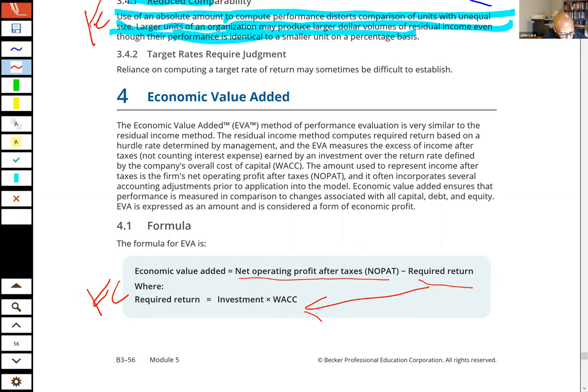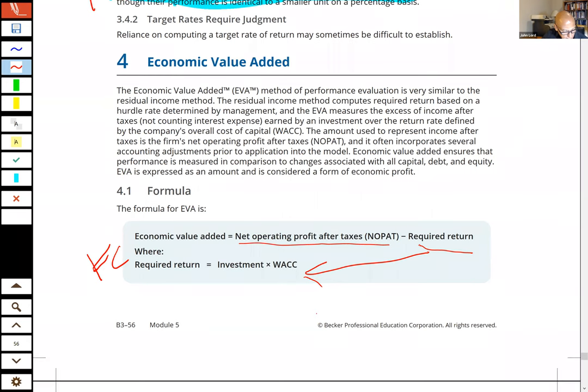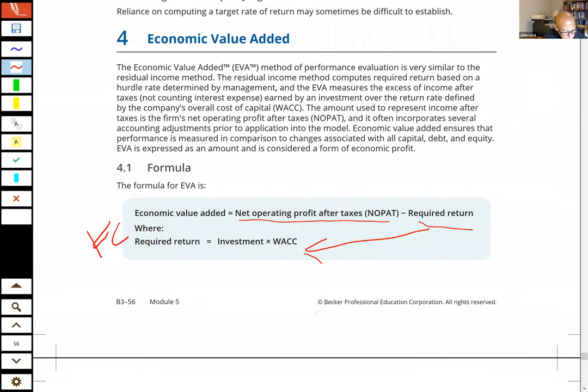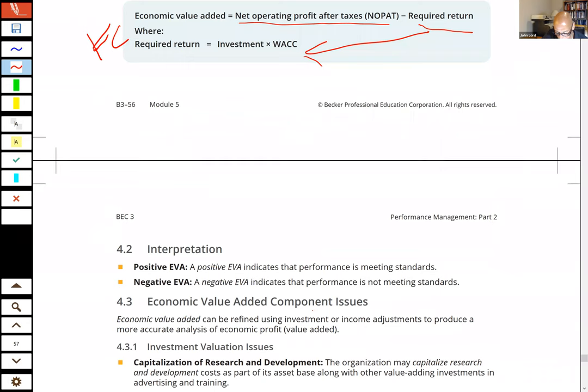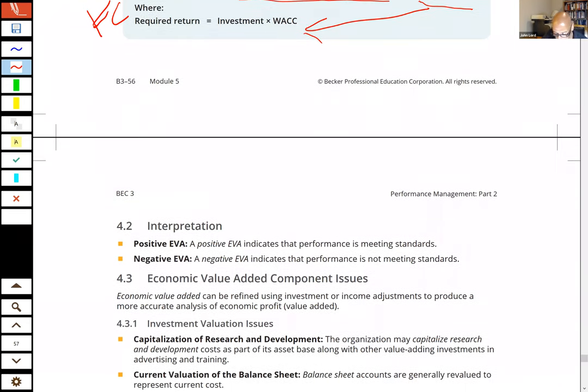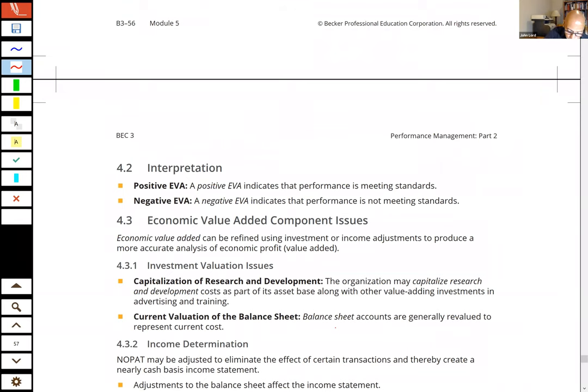Okay, so let's look at the next page. I always kind of debate where to go to the example. We'll look at the whole outline in the order that it comes. I'm always motivated to look at the example first, but let's not do that. Let's just go through in the order that it's laid out here. So what happens? We have positive economic value added in case the performance is meeting standards. A negative EVA means the performance is not meeting standard, you can flashcard that.